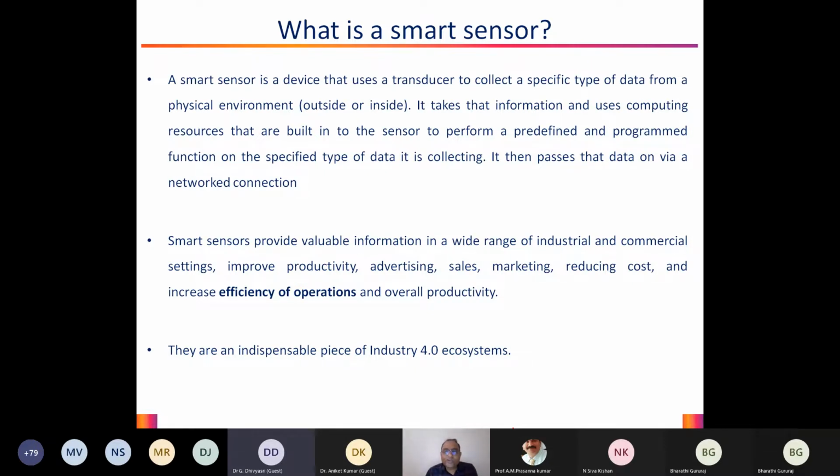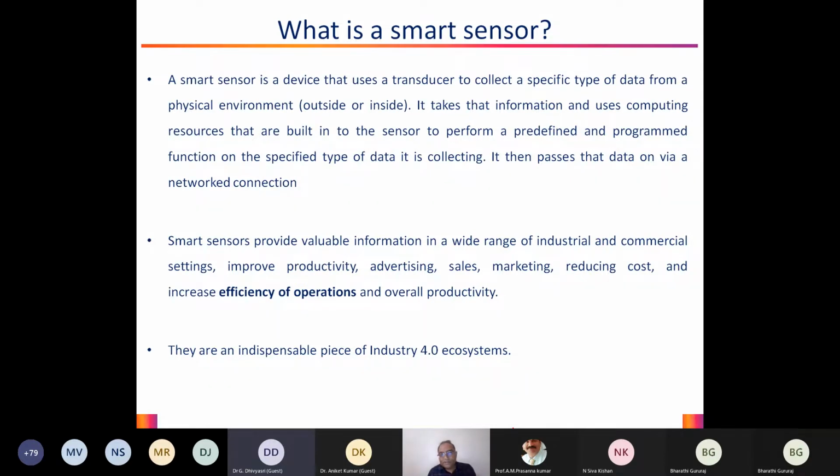So there is a huge challenge that pops up when the smart sensors get into the picture, right? A smart sensor takes the information and uses all the computing resources built into that sensor to perform a predefined and programmed function on the specified type of data it is collecting. It then passes the data on via a network connection. Smart sensors provide valuable information in a wide range of industrial and commercial settings, basically to improve productivity, advertising, sales, marketing, and to reduce cost and increase the overall efficiency of the systems, right?